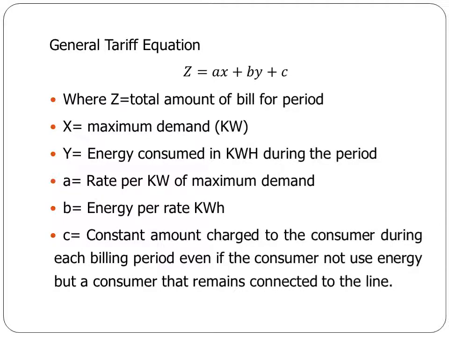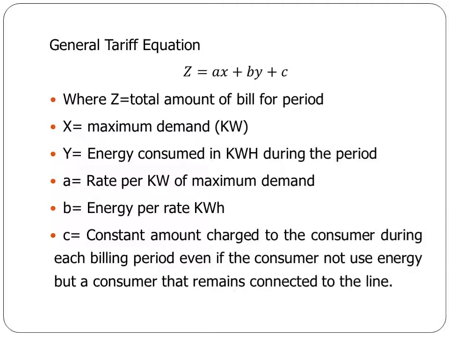The general tariff equation is Z = A × X + B × Y + C, where Z is the total amount of bill for the period. X indicates maximum demand in kilowatt, and Y indicates energy consumed in kilowatt hour during the billing period.